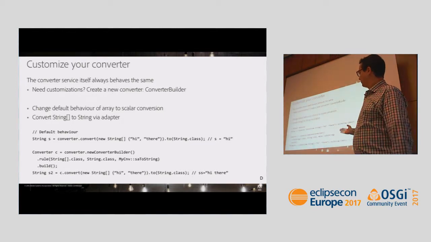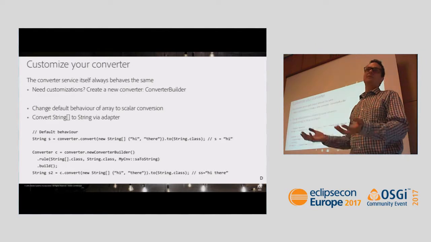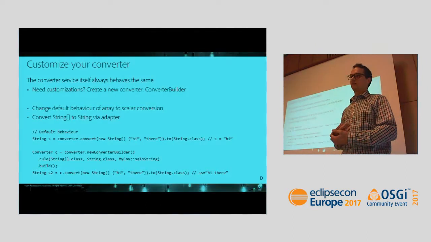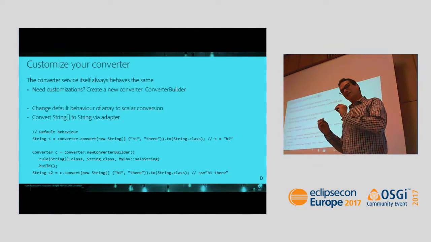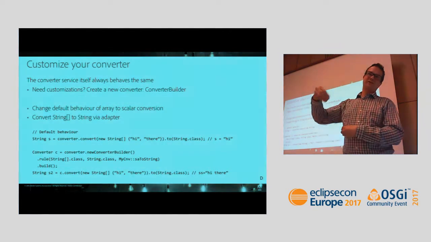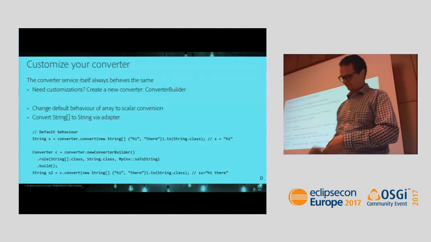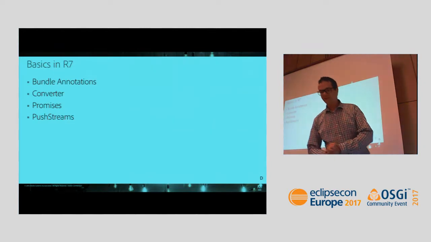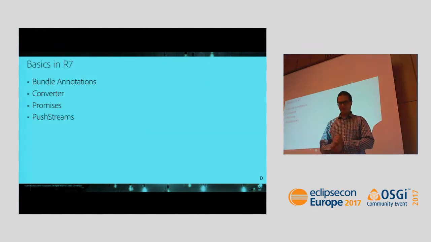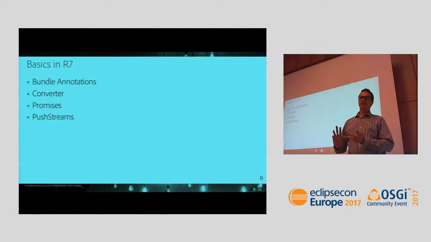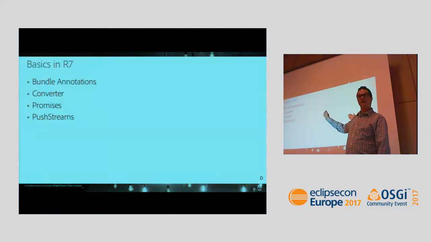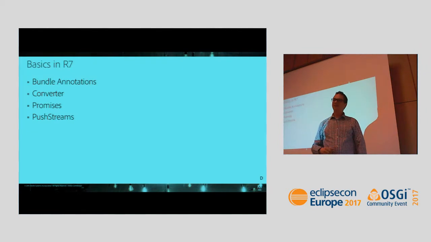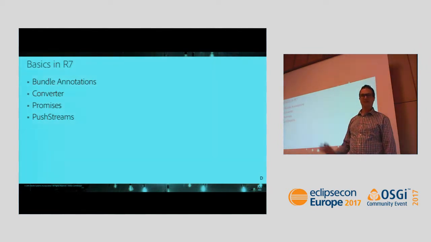And what you end up with is a converter again, which is immutable and can be shared across your application. The nice thing is that your customized converter can also be customized again. So that's kind of the conclusion of the basics that we're talking about here. There's also additions to promises, and there's a new push stream spec that we're not covering right now, but there's talks later in the week about that by Tim Ward, where these are covered.